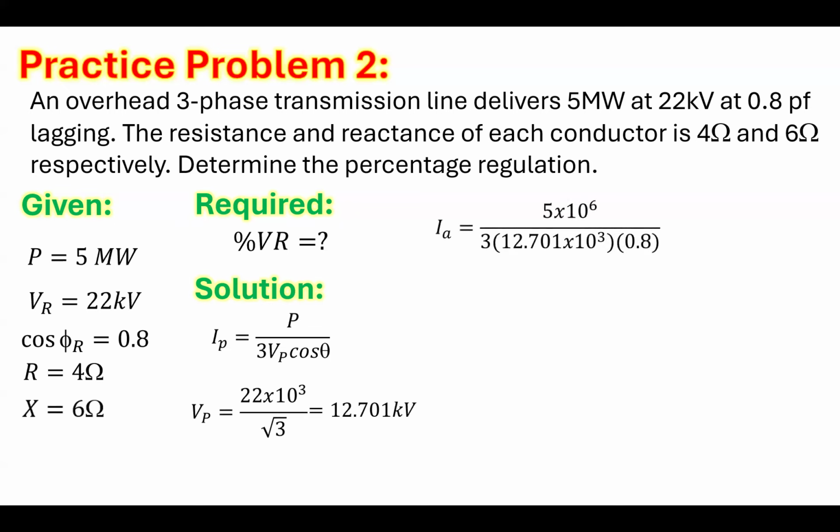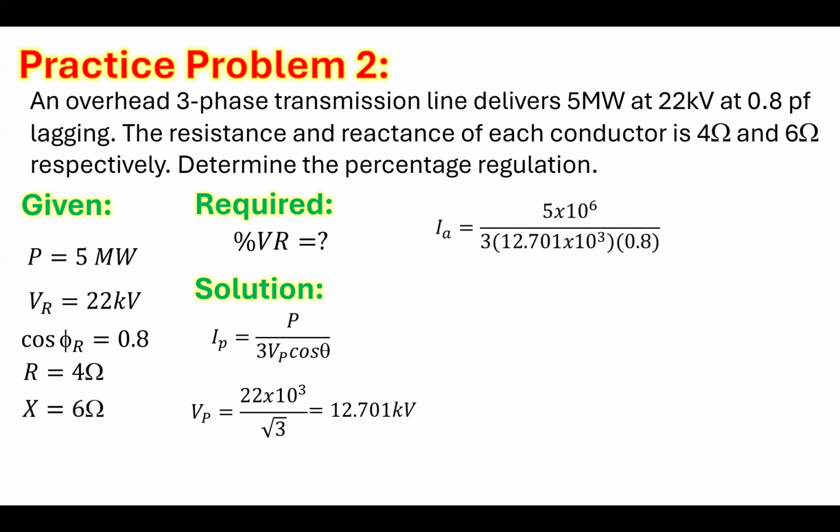So getting the value of the line-to-line voltage for the sending end voltage by multiplying it by square root of 3, this will give us 23.94 kilovolts. Now we have the value of the sending end voltage and the receiving end voltage. We can now solve for the voltage regulation by substituting all the values we compute. Then this will give us a voltage regulation of 8.82%.